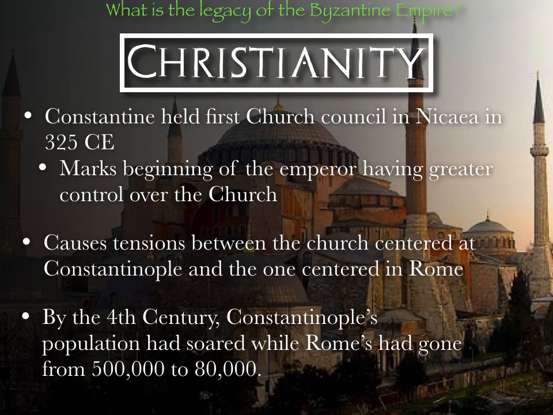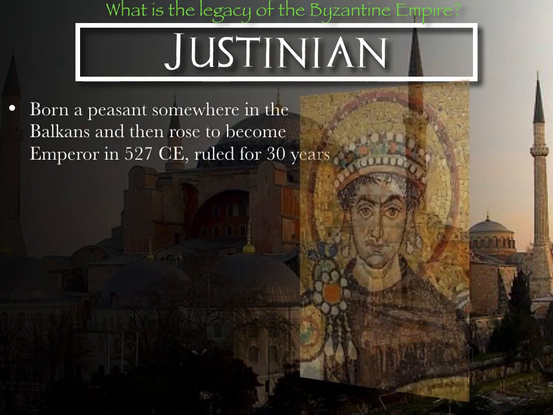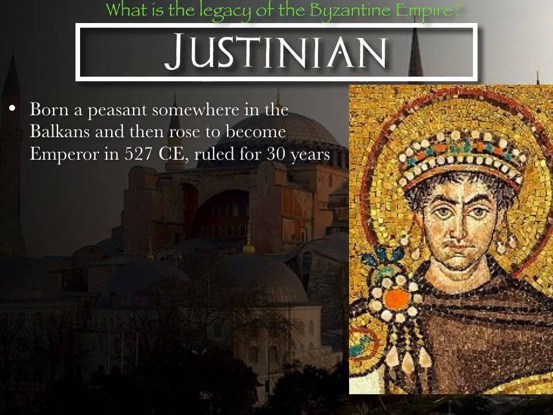Now, how is this going to happen? How is this split going to cause even more tension? Well, it's going to happen under Justinian. Justinian is known as probably the best Byzantine emperor after Constantine. Justinian was born a peasant somewhere in the Balkans and then rose to become emperor in 527 CE. He's going to rule for 30 years.